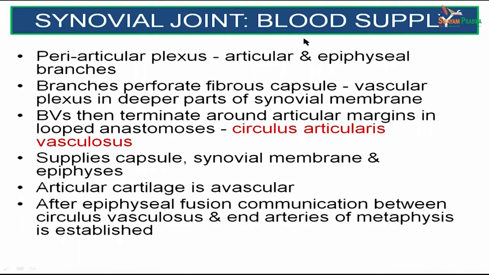Now we come to blood supply of a joint. The blood is supplied to a joint through the periarticular plexus, that is the articular branches and the epiphyseal branches. These branches perforate the fibrous capsule, and a plexus is formed in the deeper parts of the synovial membrane. Then these blood vessels terminate around the articular margins in a looped manner, which is called circulus articularis vasculosus. This circle supplies the capsule, the synovial membrane, and the epiphyses.